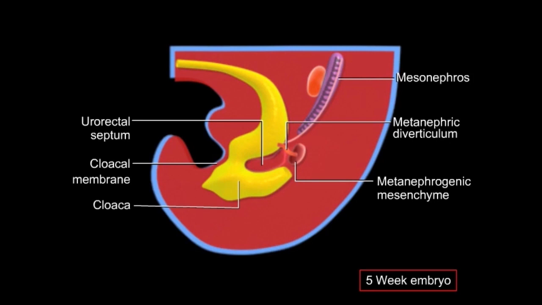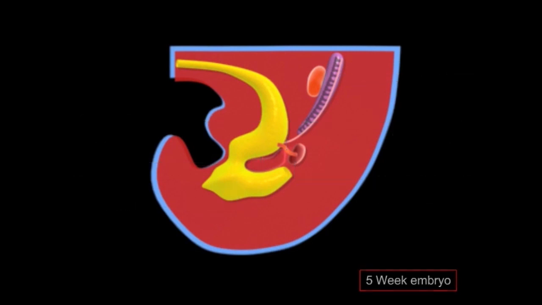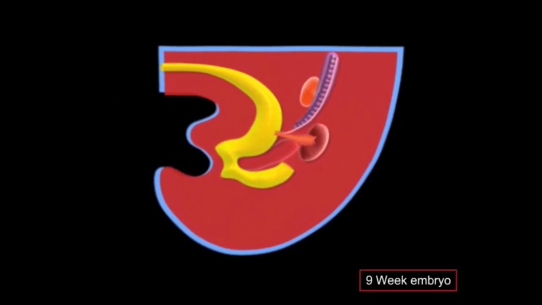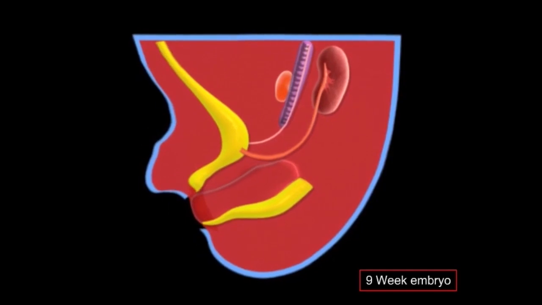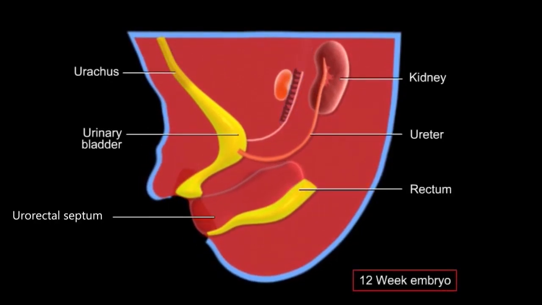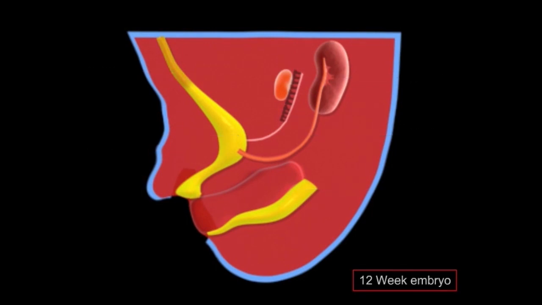The partitioning of the cloaca is critical to the development and separation of the developing embryo's genital, urinary, and gastrointestinal systems. The formation and extension of the urorectal septum toward the cloacal membrane provides this separation of the urinary bladder and the hindgut.